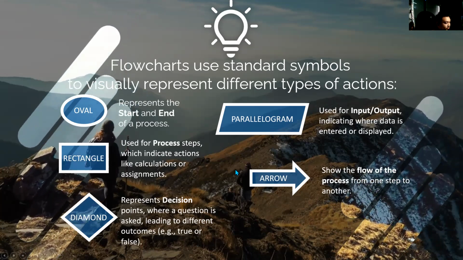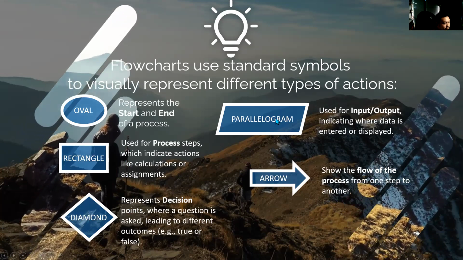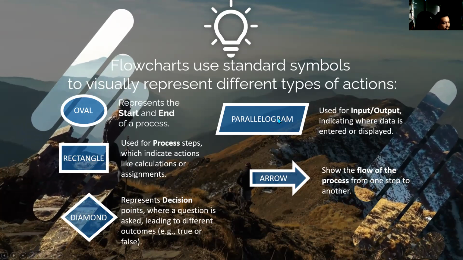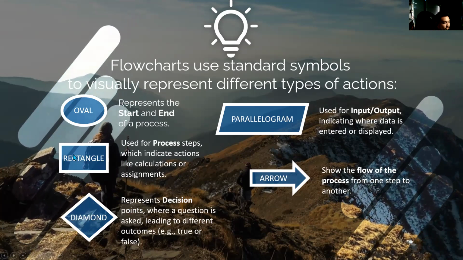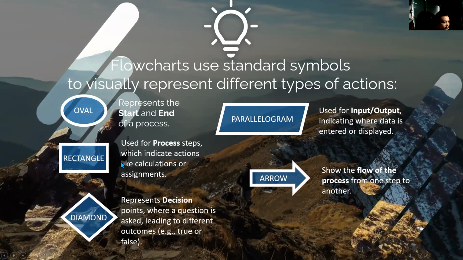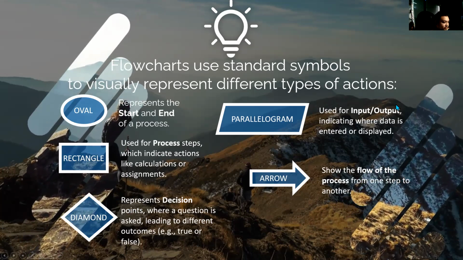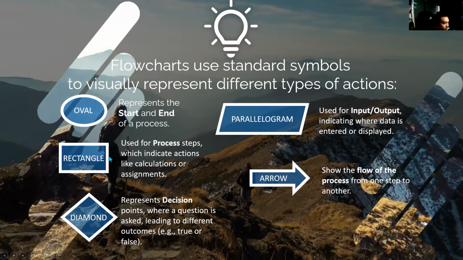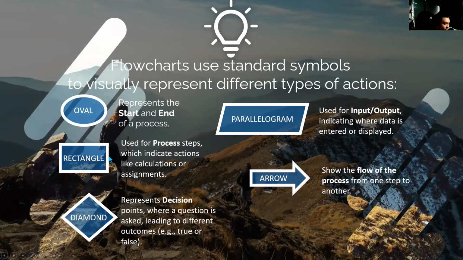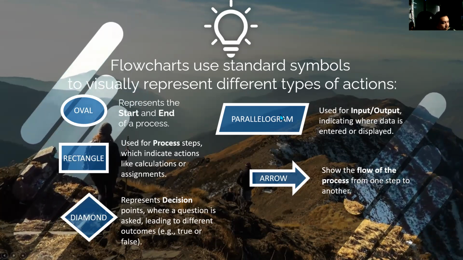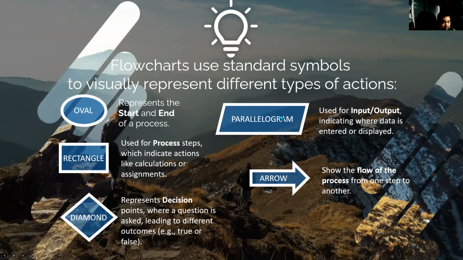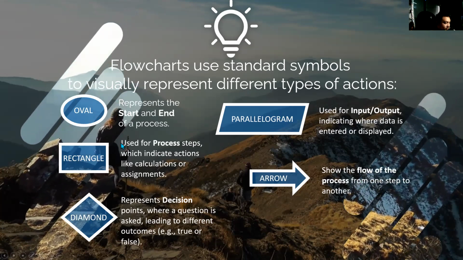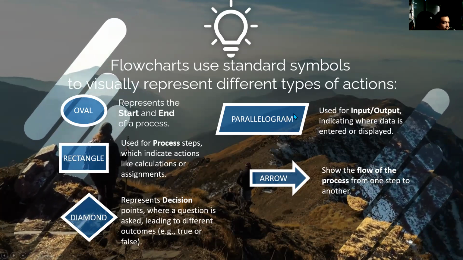Then there's the parallelogram. The parallelogram is for the input. So say there's the process for the rectangle, right? This is used for input and output, indicating where data is entered or displayed. So the rectangle is the 1 plus 1 or the plus sign. The parallelogram is where you put the numbers that are going to be processed by the rectangle. So this is where you input.